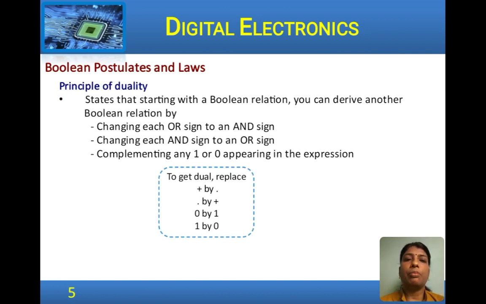Next, we shall consider an important principle, the principle of duality, which states that starting from a Boolean function, we can derive another Boolean relationship by changing each OR sign to an AND sign or an AND to OR and complementing the ones to zeros and zeros to 1. Thereby another relationship, a dual relationship, can be obtained. That is, to summarize, to get the dual of a Boolean relation, replace the plus operator by a dot operator or an AND operator, the dot by a plus, and replace 0 by 1 and 1 by 0, and thereby we get the Boolean relation.